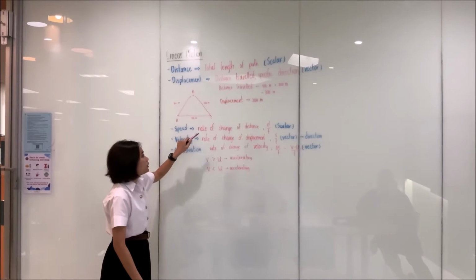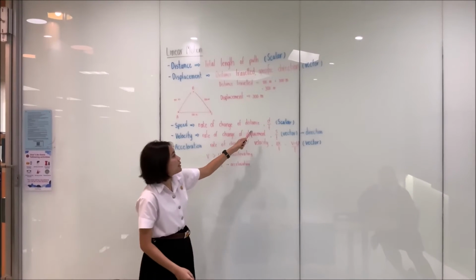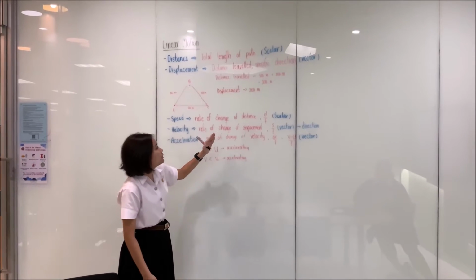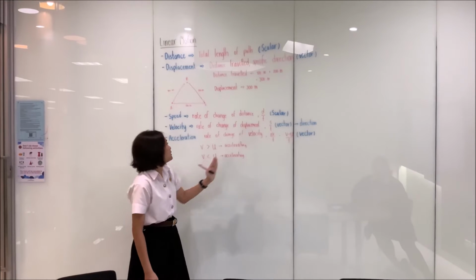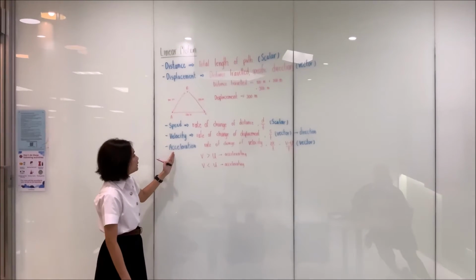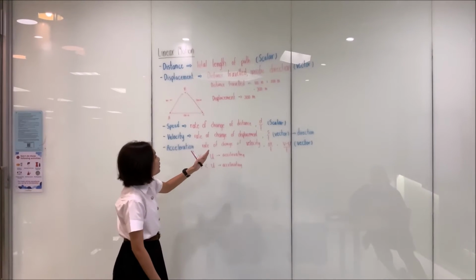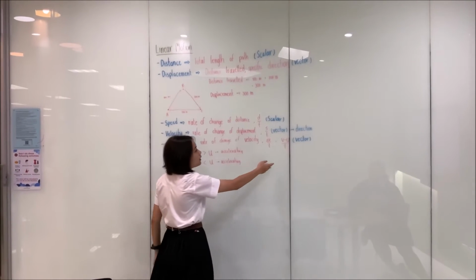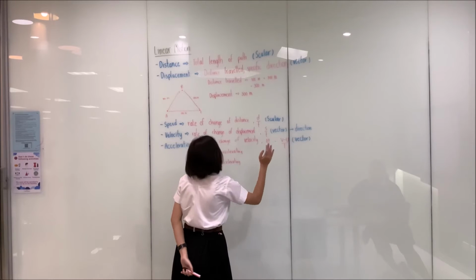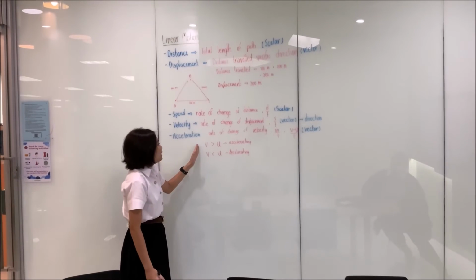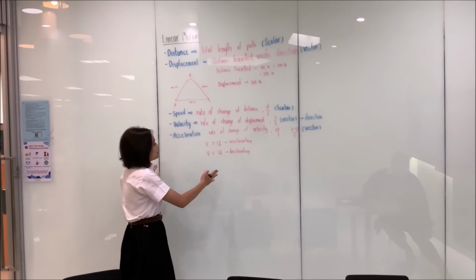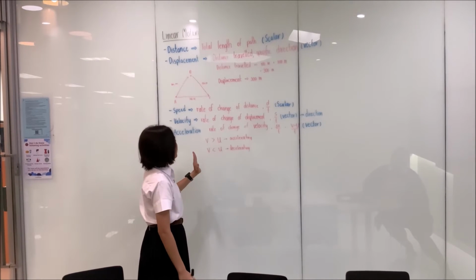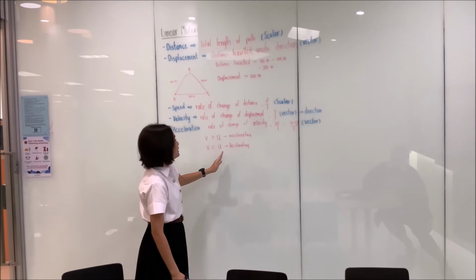Speed is the rate of change of distance, or d by t. Velocity is the rate of change of displacement, or s by t. Acceleration is the rate of change of velocity, or delta v by t, equal to v minus u by t. If v is greater than u, it is accelerating, and if v is less than u, it is decelerating.